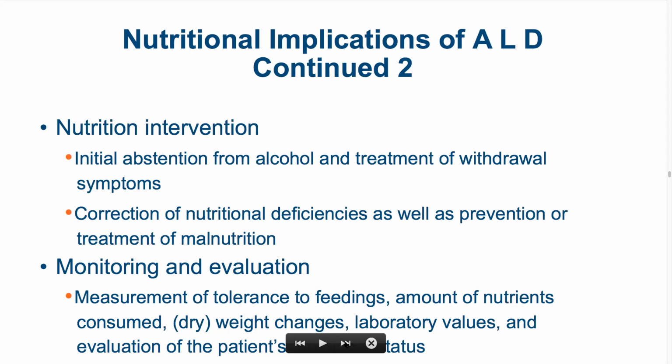Nutrition interventions: initial abstinence from alcohol and treatment of withdrawal symptoms, correction of nutritional deficiencies, as well as prevention or treatment of malnutrition. Monitoring and evaluation: measurement of tolerance to feedings, amount of nutrients consumed, dry weight changes, any lab values, and evaluation of the patient's functional status.